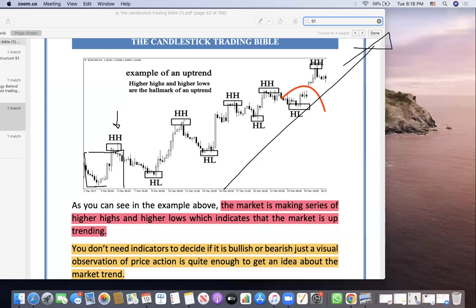Okay. So now this is called a higher high, right? Because it's a different section of the market. Time has moved on. However, this high is higher than the previous high, right? And then this high is going to be higher than the previous high.